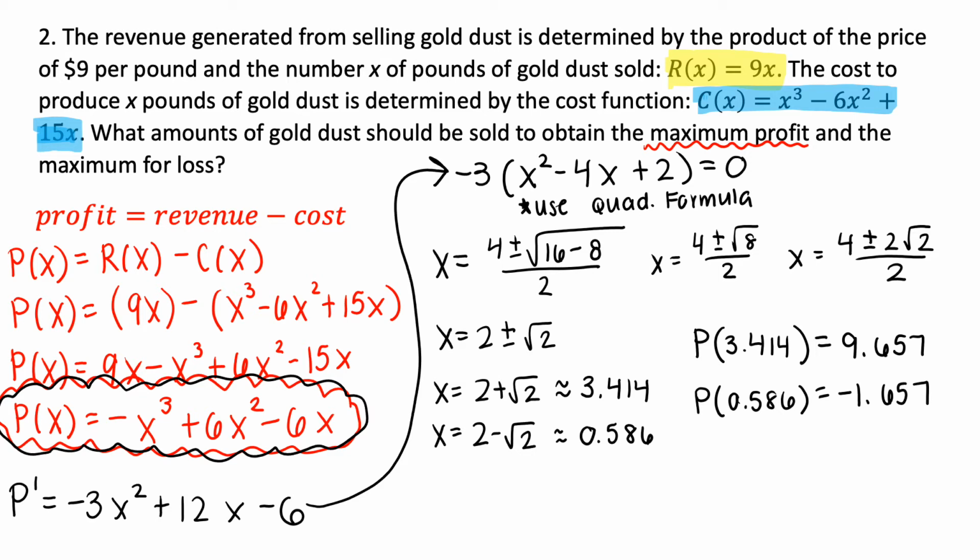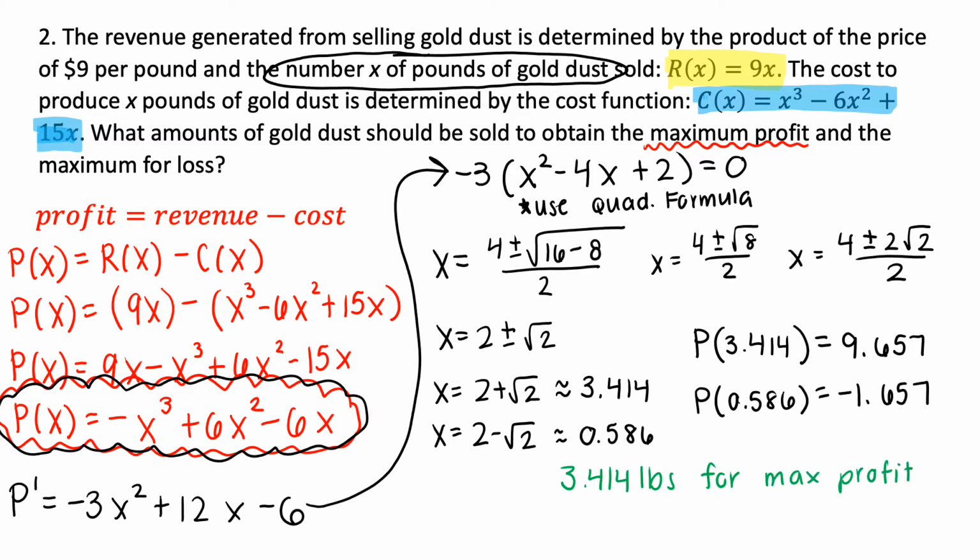When we do that, we notice that we have obviously one large value and one small value. So we want to answer our question, what amounts of gold dust should be sold to obtain the maximum profit and the maximum for loss, where X is pounds of gold dust. So we would want to sell, let's put our answer in green, 3.414 pounds for maximum profit, and 0.586 pounds for maximum loss.